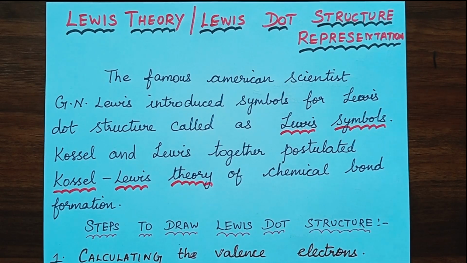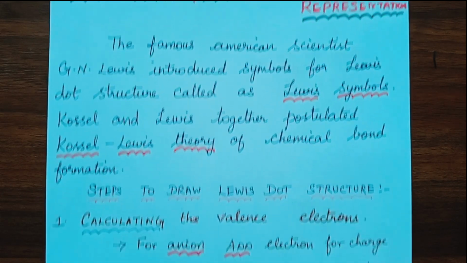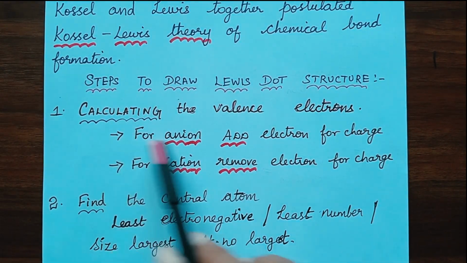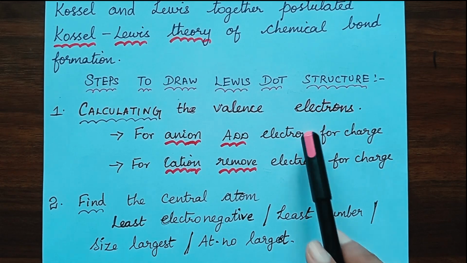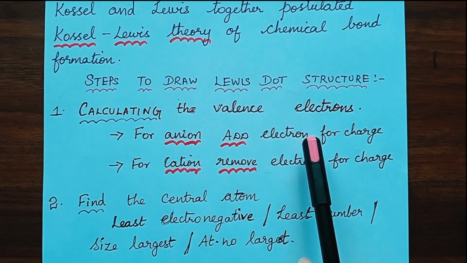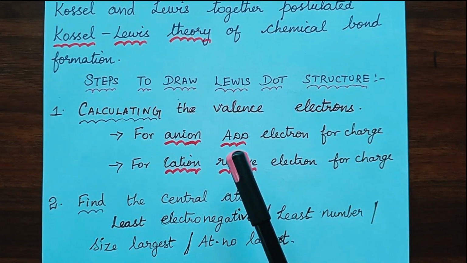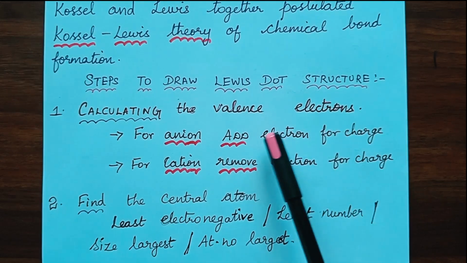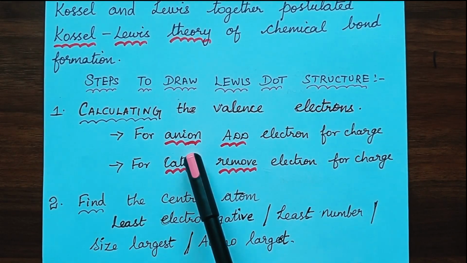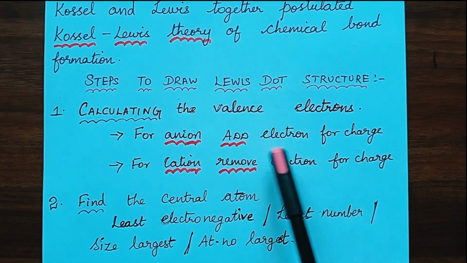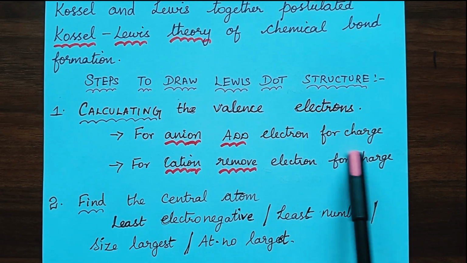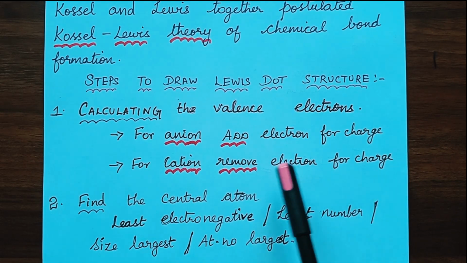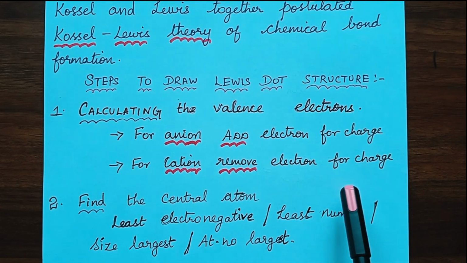Okay, now we see the steps to draw the Lewis dot structure. There are three steps. The first one is to calculate the valence electrons. We all know that the number of electrons in the outermost shell is the valence electrons. When calculating, if there is an anion, we have to add one electron for one charge. If there is a cation, we have to remove one electron for one charge. This we see in detail when we are doing the examples.